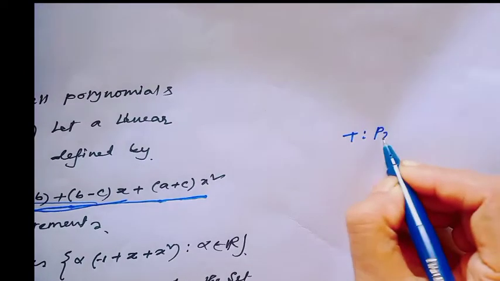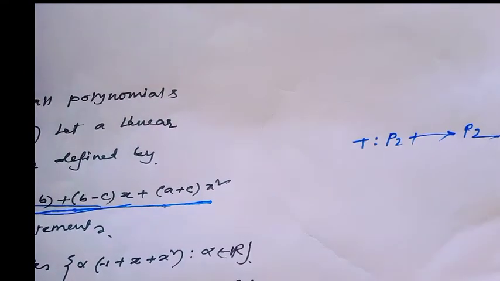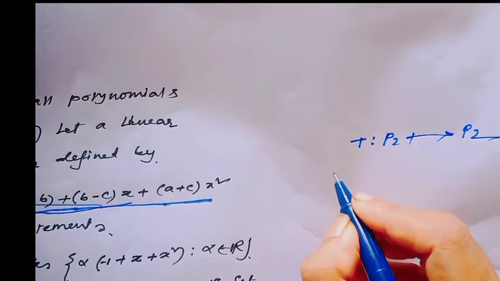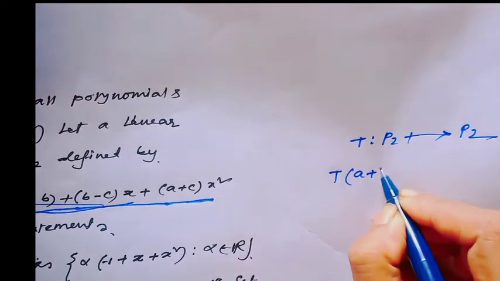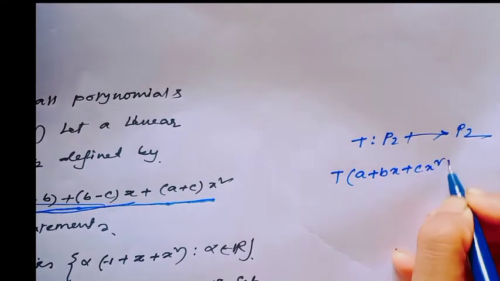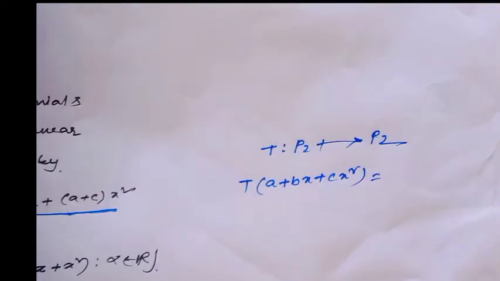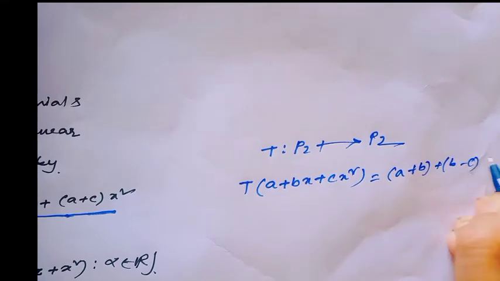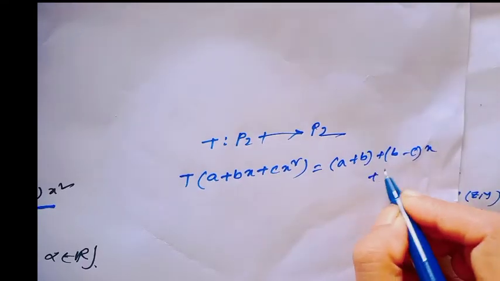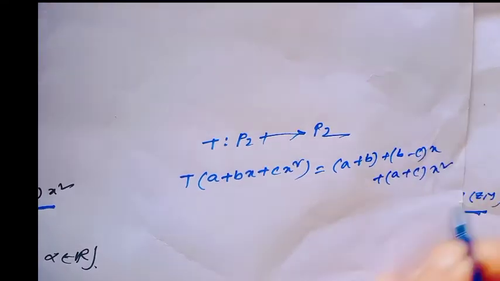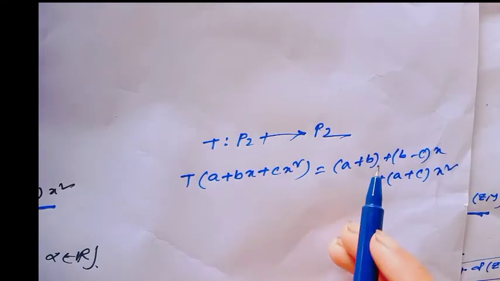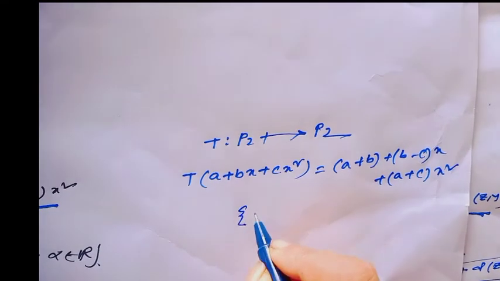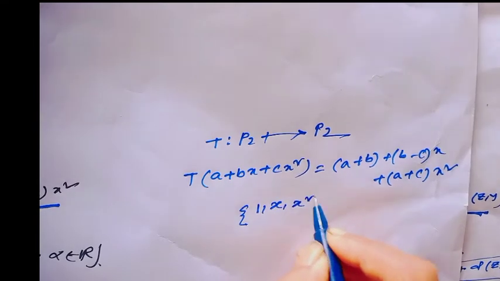We have to find the matrix representation with respect to the basis, and here the linear transformation is defined as such. Here the mapping T from P2 to P2 is also a linear operator, and the mapping is defined as T of A plus Bx plus Cx square equal to (A plus B) plus (B minus C)x plus (A plus C)x square. Since T is defined from P2 to P2, the basis vectors are 1, x, x square.